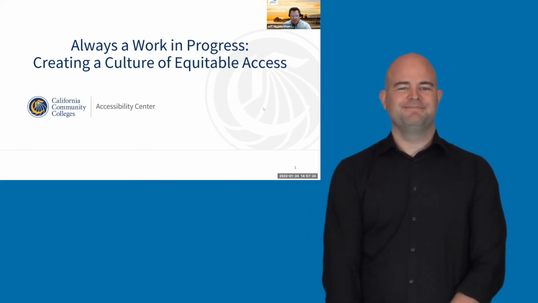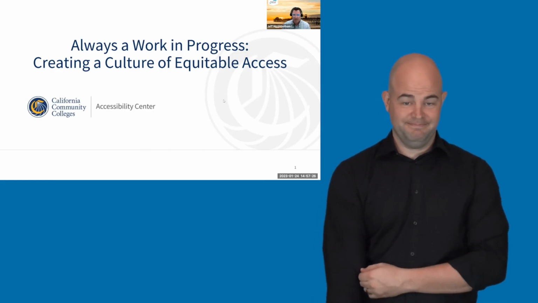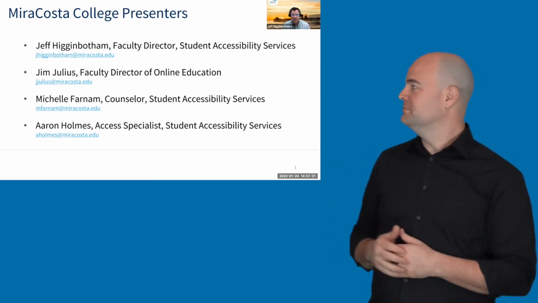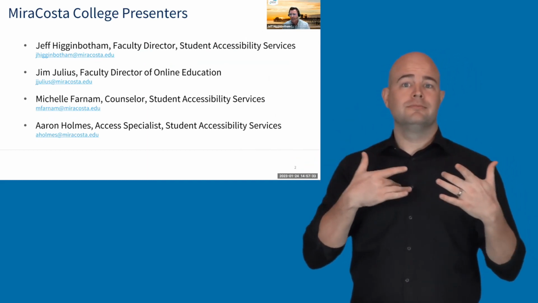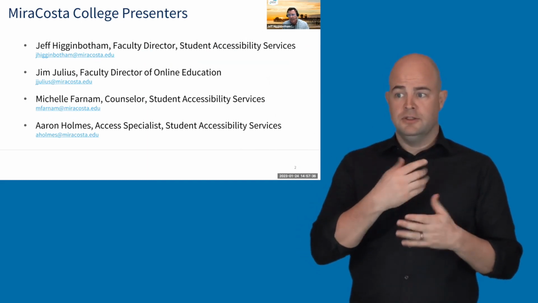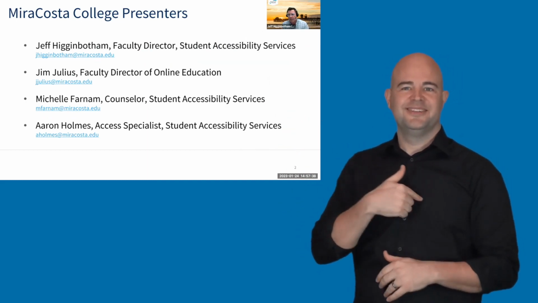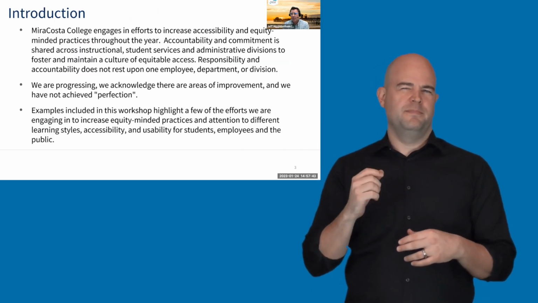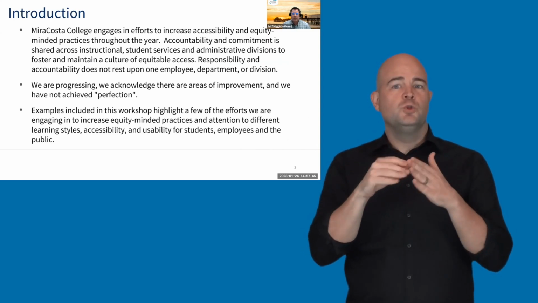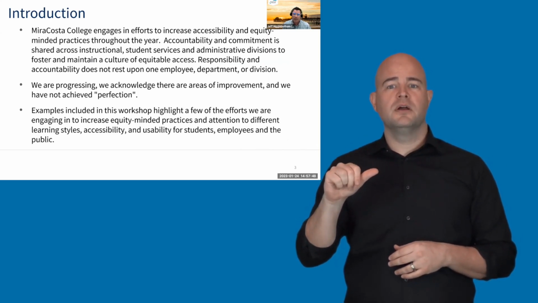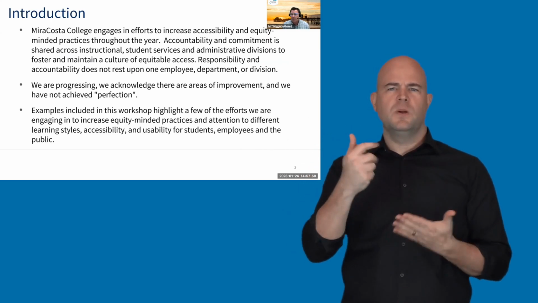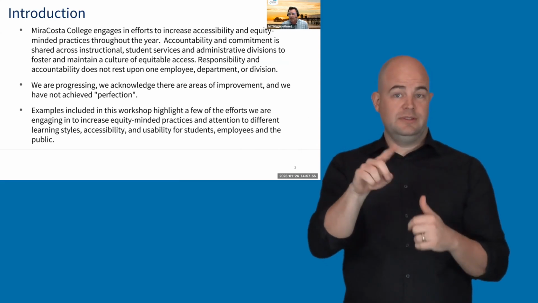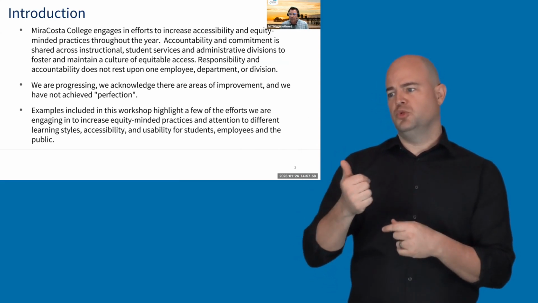So I'll get started with a brief intro. We provide our email addresses here, certainly to be accessed at a later time, if anybody has any questions, concerns, or if they'd like any resources that we're able to share as well. So just briefly, again, my name is Jeff Higginbotham. I'm the faculty director for Student Accessibility Services at MiraCosta. For context, Student Accessibility Services is similar to a DSPS or other program you have on your campus, responsible for authorizing accommodations for students with disabilities.